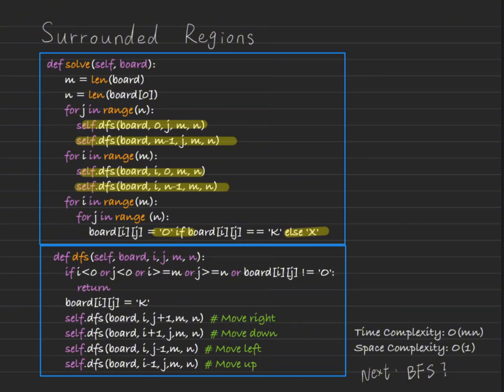The final time complexity is O of m by n because at most we'll traverse every cell in the board, which is m times n cells. And the space complexity is O of 1 because we're modifying the board in place. And this is the complete solution to this problem.